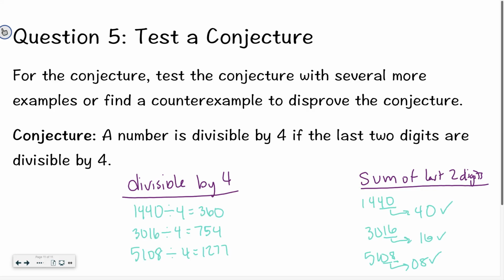All right, so your tests might have been different numbers than what I just included here, but here are 3 examples of it working. So I can safely say that this is a true conjecture.